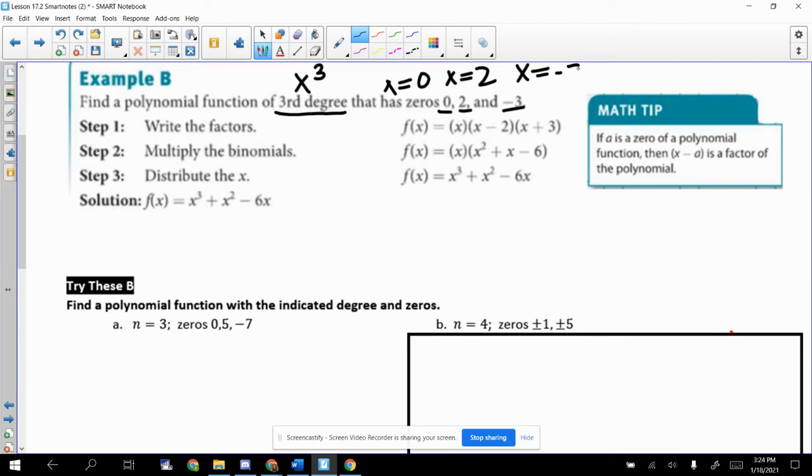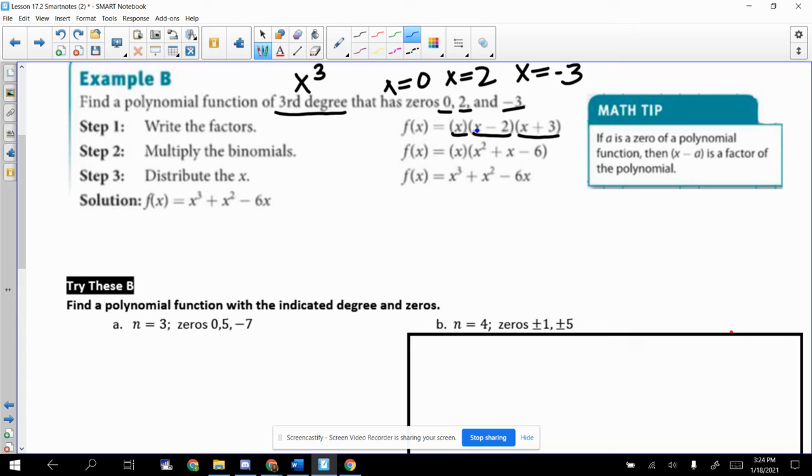Okay, so what happens is in the first step, when you write them as factors, you either add or subtract that number over. So you do the opposite operation. So with 0, it doesn't really matter. You can just write it as x. With 2, you're going to subtract it over and write it as x minus 2. And then with -3, you're going to add it over and write it as x plus 3.